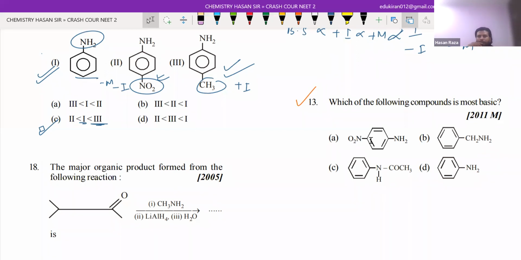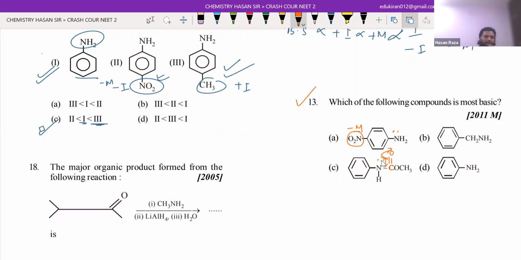Which of the following compounds is most basic? No, it's a wrong answer. See, this is directly connected to the benzene ring, and there is also an N group. Here is the lone pair, and again C=O is there, which will withdraw this electron towards itself.